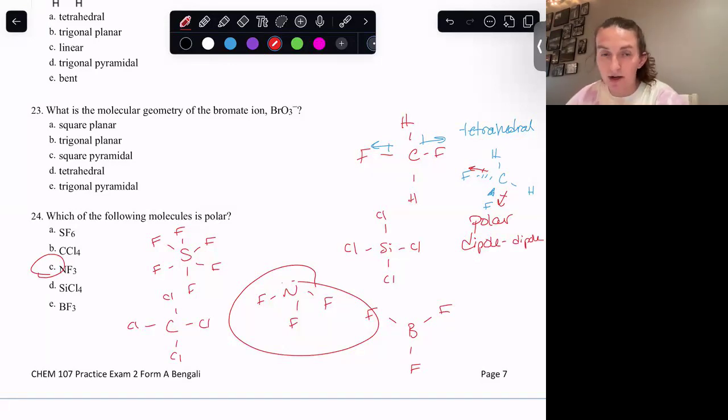Why does boron not get a lone pair? Boron is one of our exceptions that is happy with 6 electrons. And that's just because it's a small element. It doesn't have many electrons to begin with. So that's one of the exceptions that it's happy with only 6, so it doesn't get a lone pair. Any other questions on 21 or 24 before we move on?